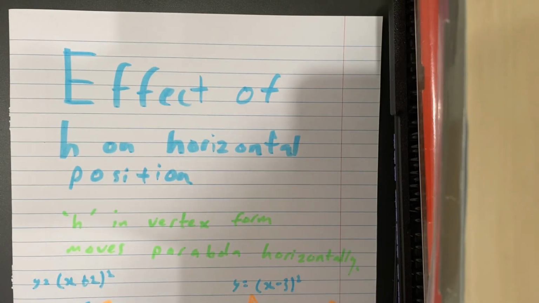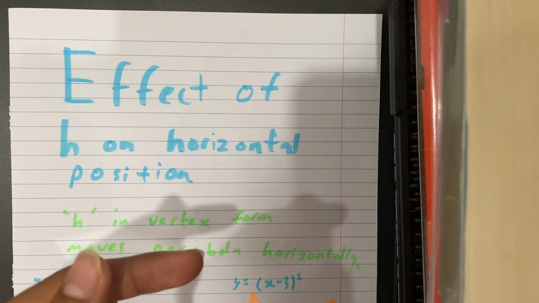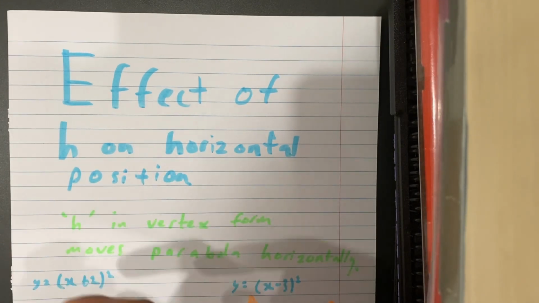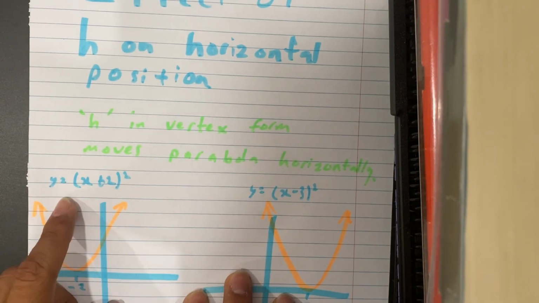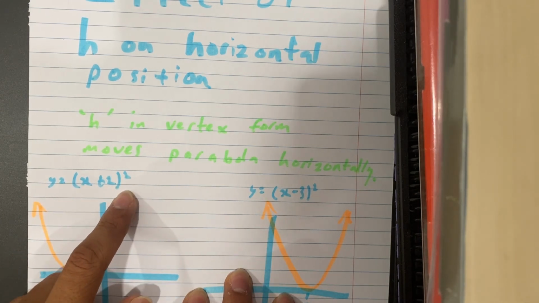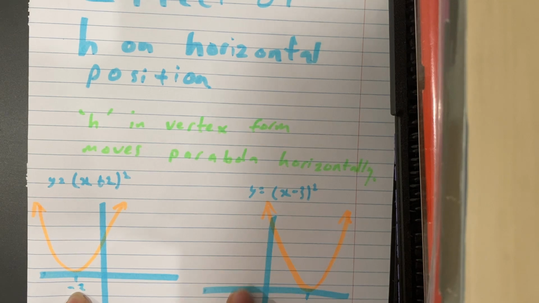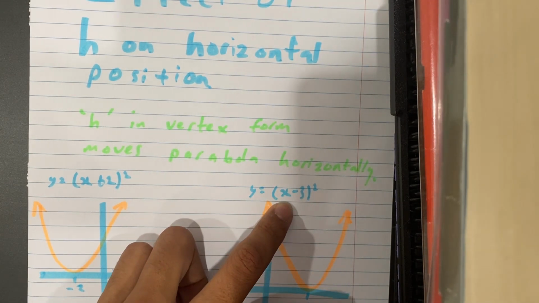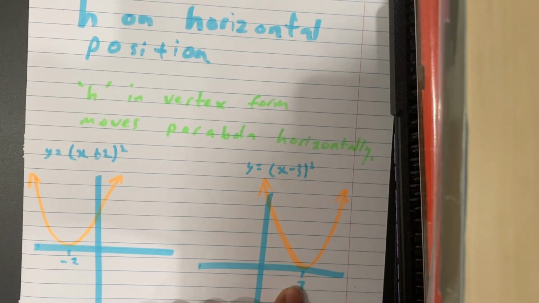The H in vertex form moves the parabola horizontally. Positive H shifts the parabola to the right, and negative H shifts the parabola to the left. For example, in y equals x plus 2 all squared, this shifts the parabola by 2 units to the left. And here, y equals x minus 3 all squared, this shifts the parabola 3 units to the right.